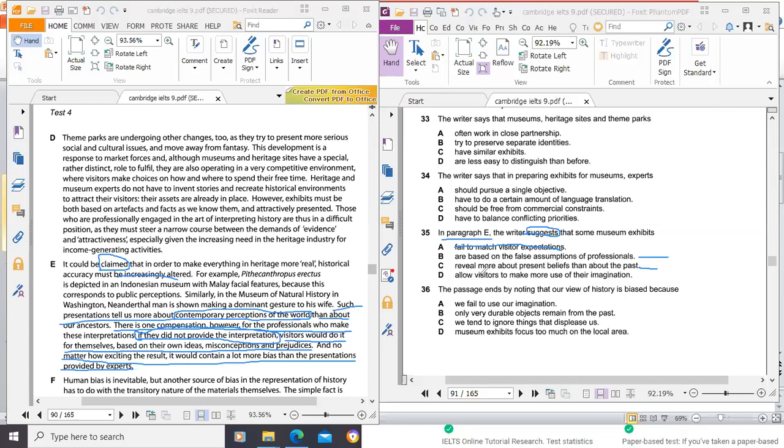Allow visitors to make more use of their imagination. This also looks more like it, but as you can see in the passage, definitely they're going to use their imagination, but there is nothing like that here. It talks about their own interpretation of whatsoever they are saying, apparently. Or I would go with this. So going back to this, are based on false assumptions of professionals. Are they based on false assumptions? No, it's not. They are not false assumptions of professionals.